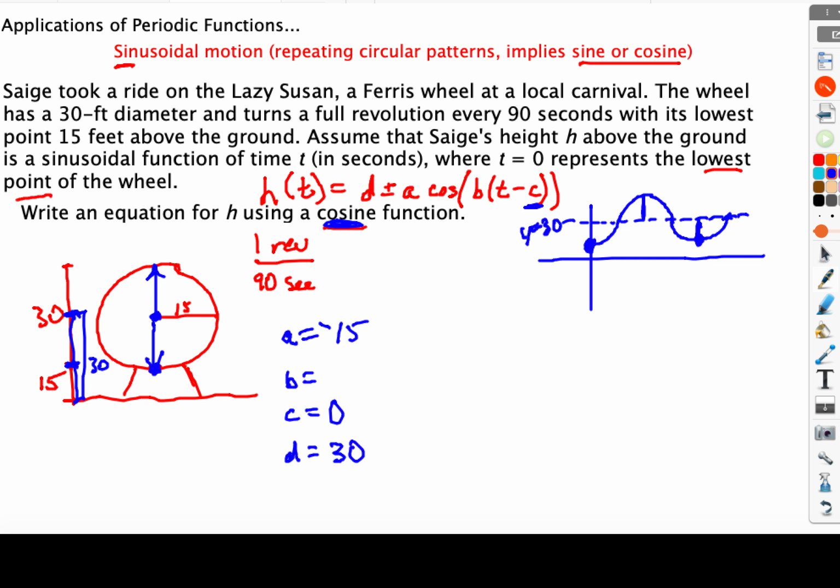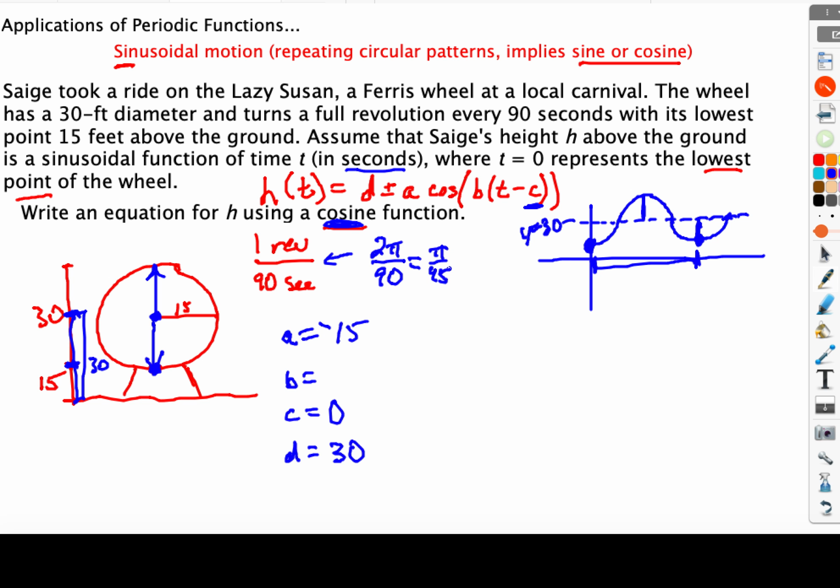Well, remember B basically deals with the period, right? And we know that, if our input variable is in seconds, we complete 1 revolution every 90 seconds. So this, essentially, is going to be our period. We're doing 1 revolution every 90 seconds. Which means if we do a little converting, that's 2 pi radians every 90 seconds, or basically pi over 45 radians per second.